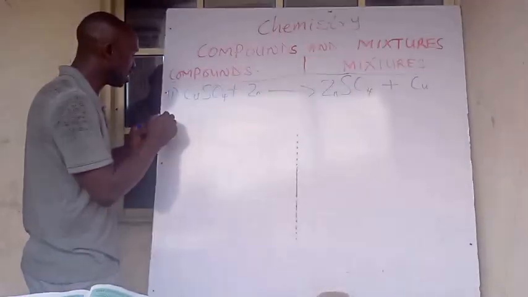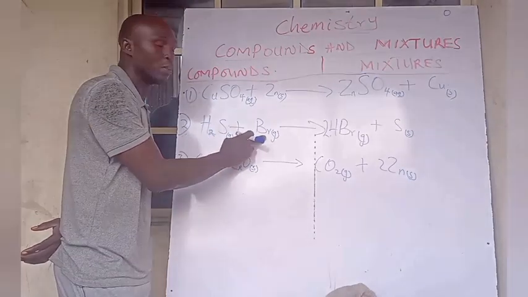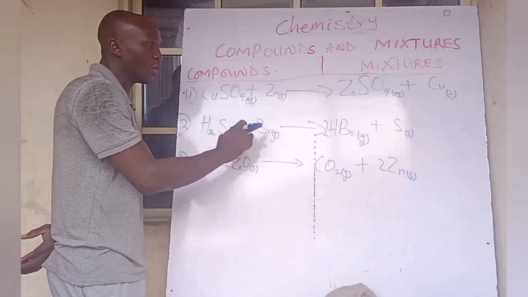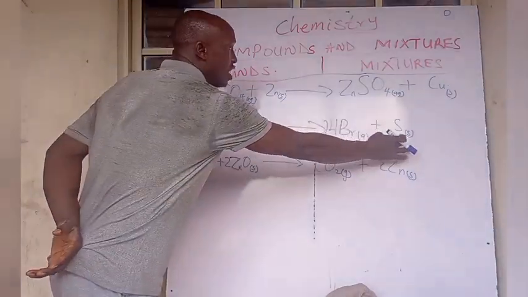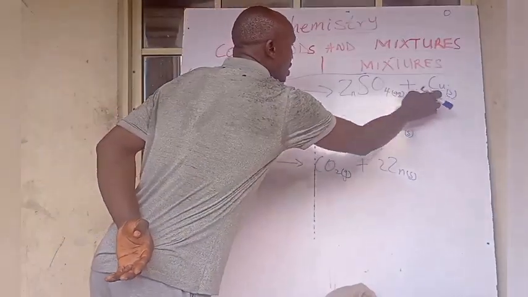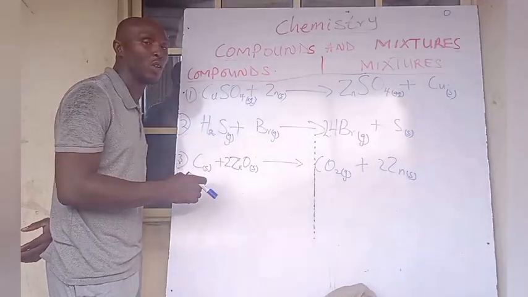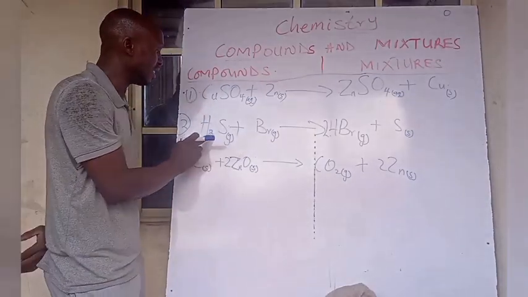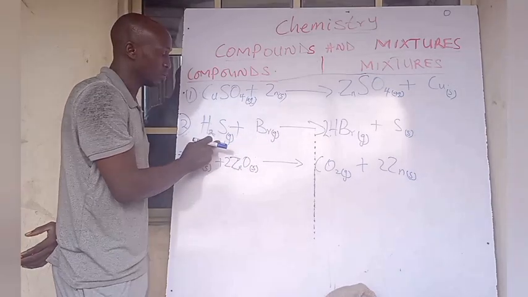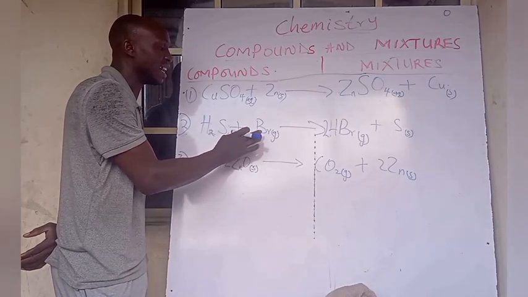Another example is, now look at the next one. Hydrogen sulfide reacting with bromine. You can see that sulfur has been liberated. Sulfur has been removed. You can see that sulfur here is solid, while this one is a gas. Here also, copper is solid, while the zinc sulfate is in an aqueous form. So you can see clearly here that bromine has displaced sulfur. That is also because in the electrochemical series, bromine is higher than sulfur.